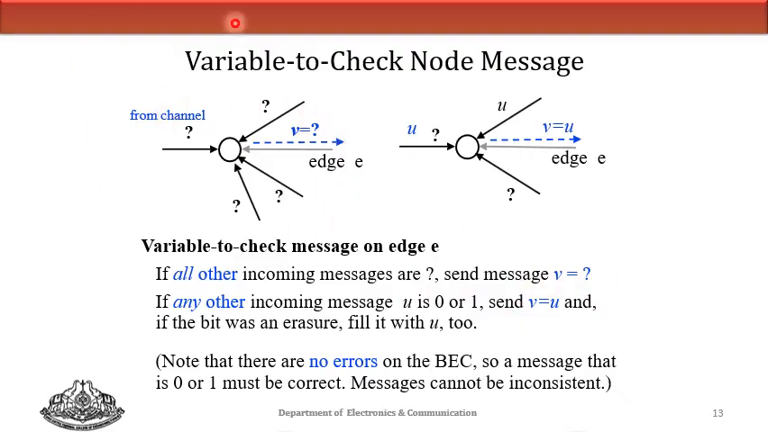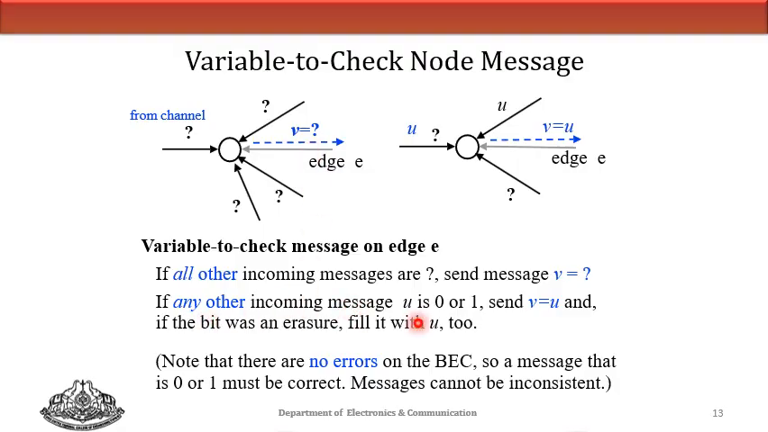That means you can see from this diagram, this variable node is trying to send a message towards a particular check node. Remember, from a variable node, there will be so many connections towards different check nodes. And when this variable node tries to send a message towards a particular check node, excluding that edge, it will check all other edges. If all other edges from this variable node towards different check nodes are erasure bits, then the message sent will be erasure.